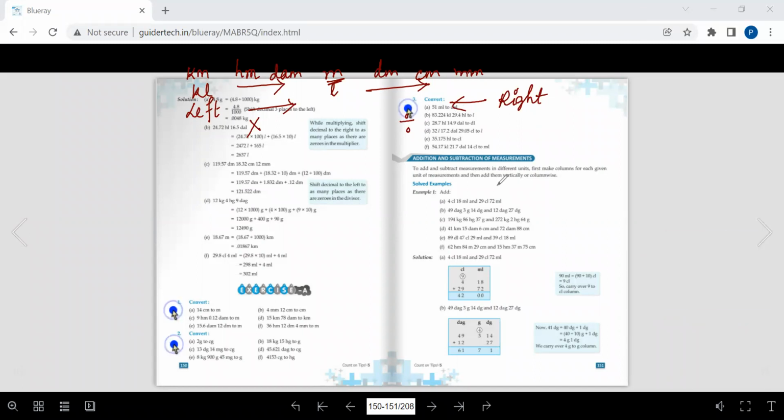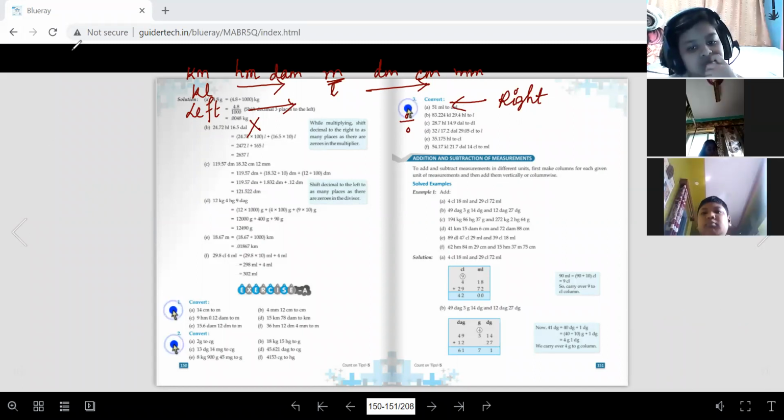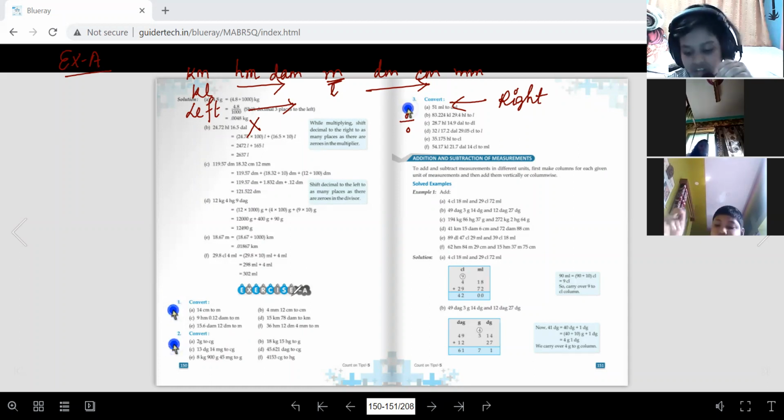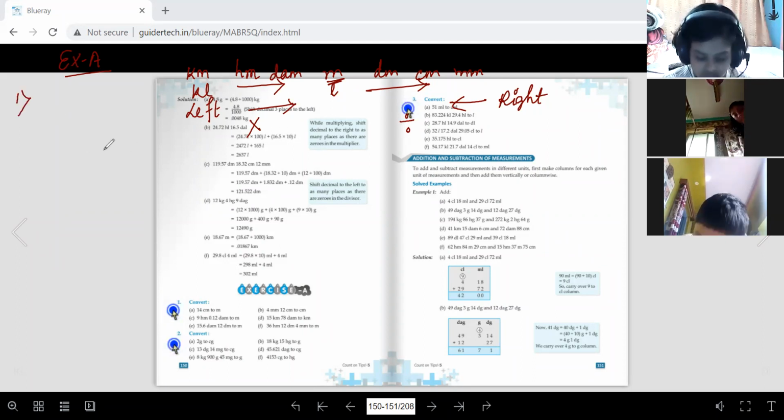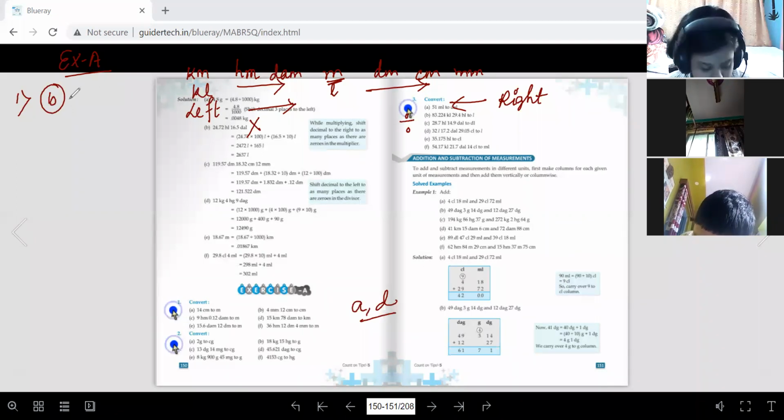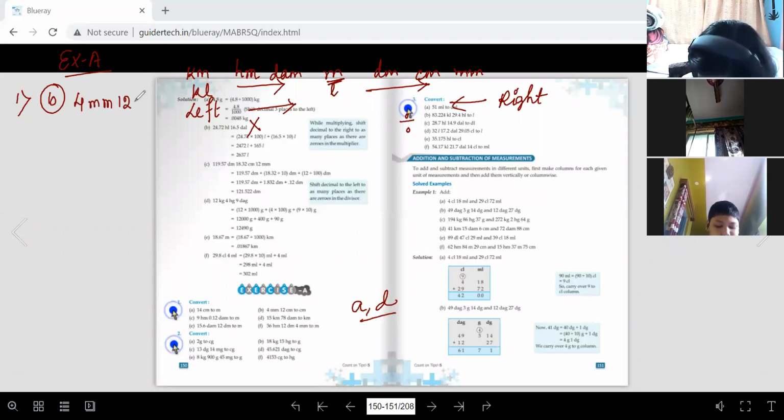Now let me start the exercise. Ma'am, which one will we do? Acha, 1, B, C, E, F in class. And A and D is your homework. Today in class, do B. Look, what is given? 4 millimeter, 12 centimeter.